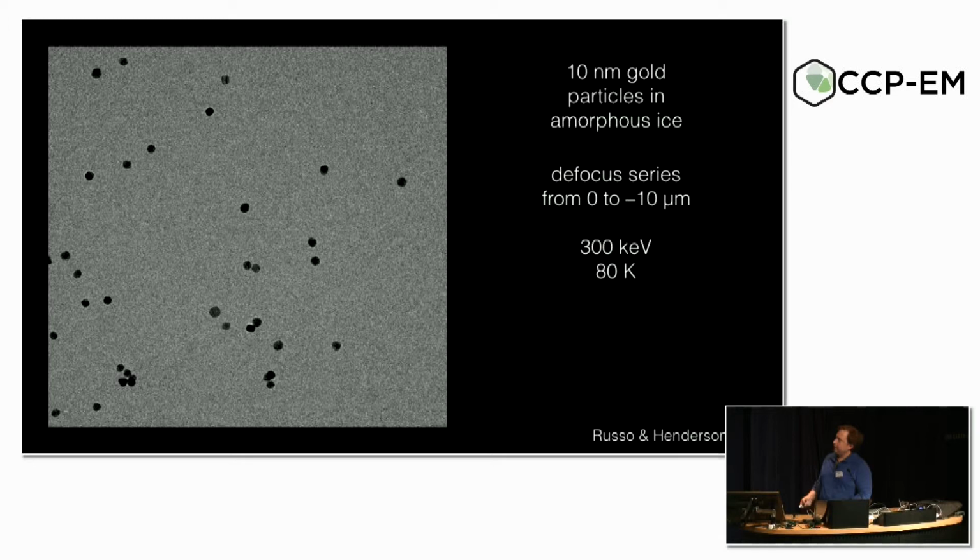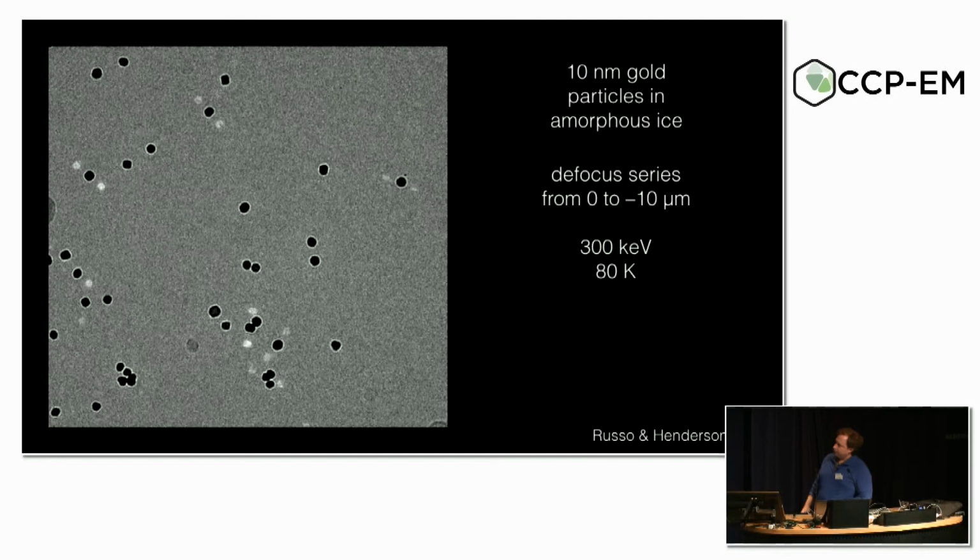So this is a micrograph of 10 nanometer gold particles in ice, imaged just as you would any other protein particle. Standard low dose conditions, 300 keV, at 80 Kelvin. And we took lots and lots of images of these particles because we were trying to understand charging and movement of specimen and radiation damage. And these turn out to be very useful little test specimens because we know them so well and they have such good contrast.